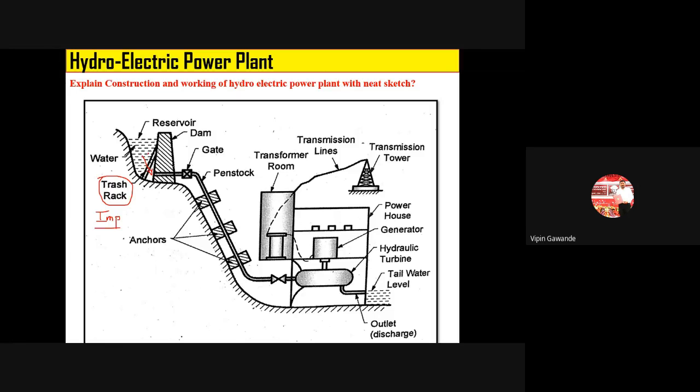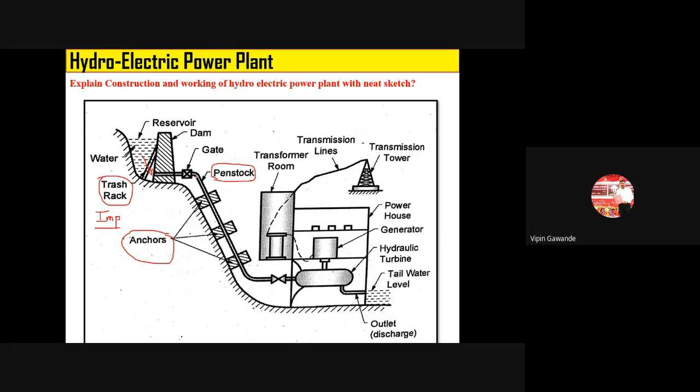Now after removing the impurities from this water, it comes into the pipe, which is called the penstock. Inside the dam we have inserted one pipe, that is called the penstock. After removing the impurities, the water enters into the penstock. We have here the gate, and this penstock is fitted on some rigid blocks, which are called the anchors.